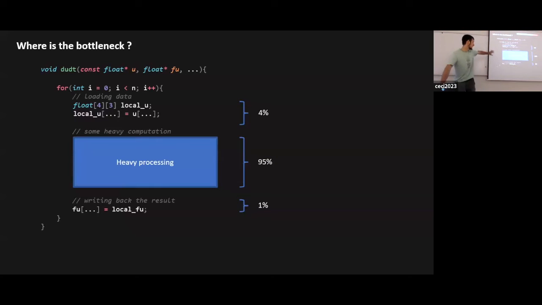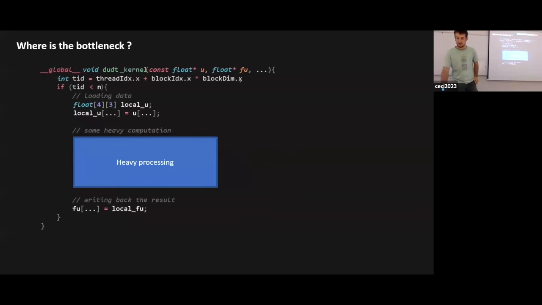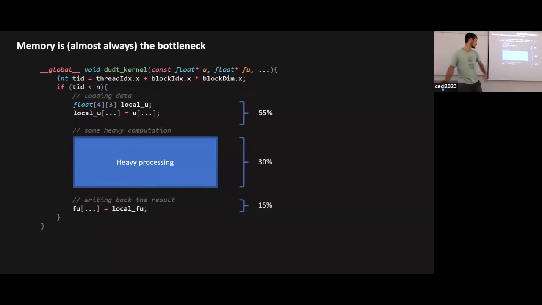Tip two. Here is an example of what we would have in a CPU code. You don't care about the details. Essentially, we have a part where we load a bunch of data, then we do some heavy processing, then we store the result back to the memory. And if you come from 10 years of doing something like this, you're going to say, okay, I'm going to need to optimize the computation because the computation is where all of the time is spent. But then you port it to GPU, and when you benchmark it, this is not really the bottleneck anymore. This is only 30% of the time.